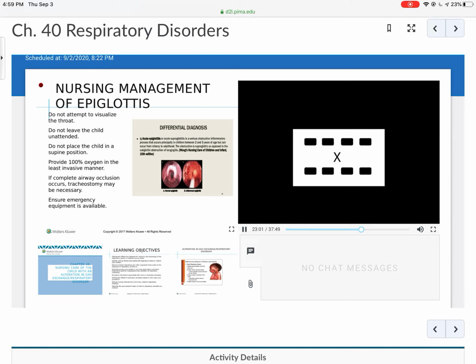Do not lay them flat. You can give them some oxygen, but you want to do it in the least invasive way. You don't want to scare them by putting a mask over their face. And then if it's completely occluded, they'll have to perform a tracheostomy. Make sure you have emergency equipment at the bedside, so your code cart, you have suction, you have oxygen, and then the physician will take a look at that and see if it is epiglottitis. We'll then start them on antibiotics and something for the fever. They typically have high fevers.